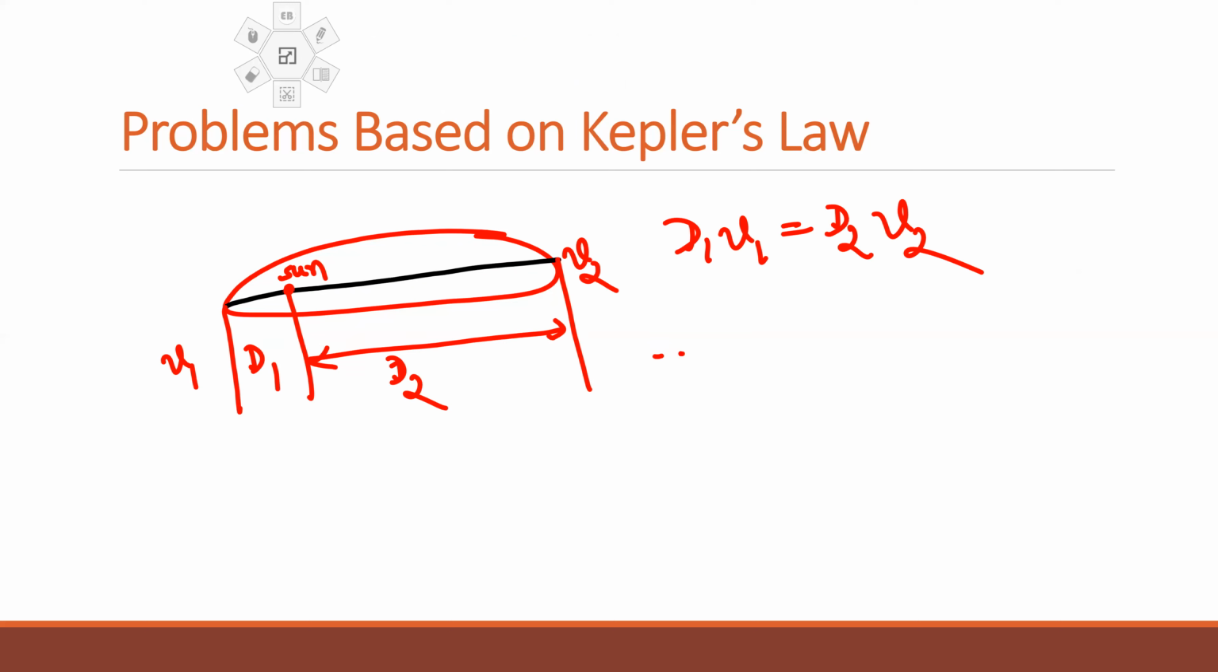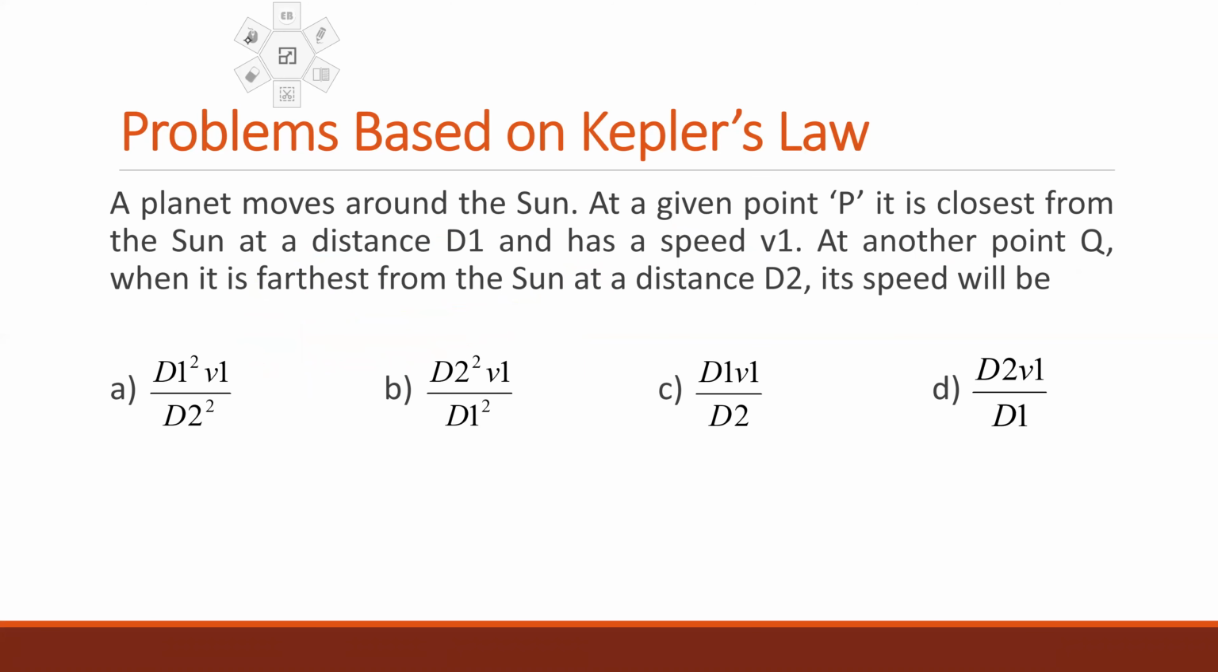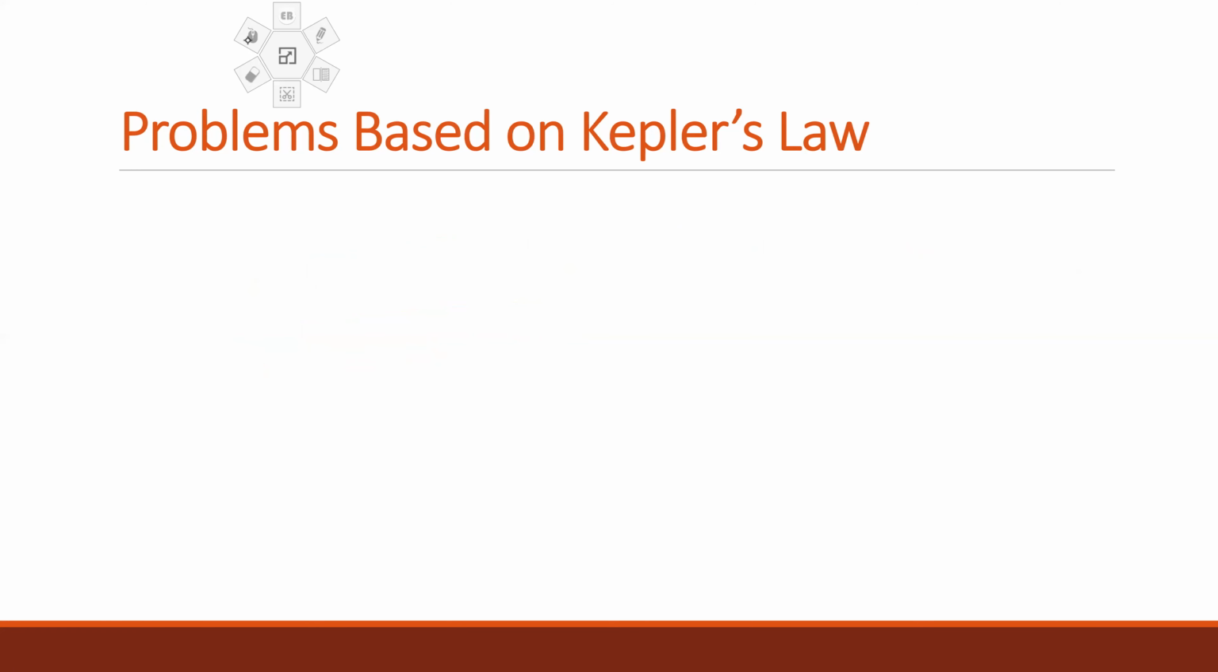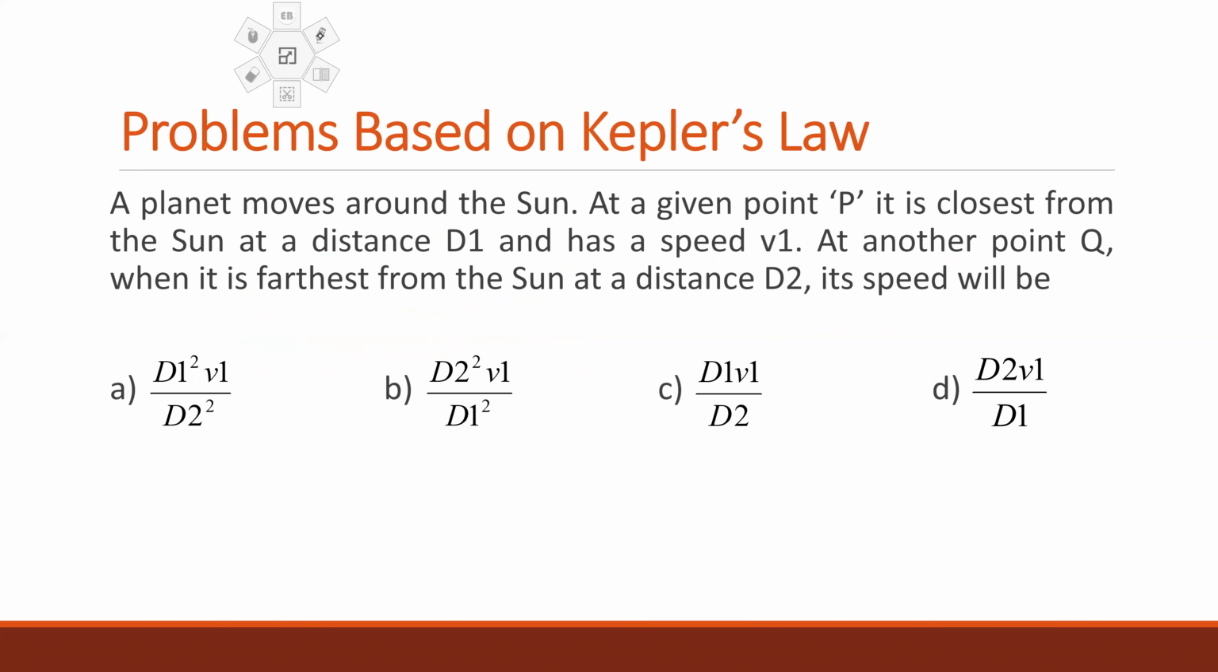Therefore, V2 equal to D1 V1 divided by D2. Check it. What is V2? V2 equal to D1 V1 divided by D2. So the answer is D1 V1 divided by D2. This point, D1 V1 by D2, is the answer, because it's based on the law of conservation of angular momentum. So this is the right answer. Next.